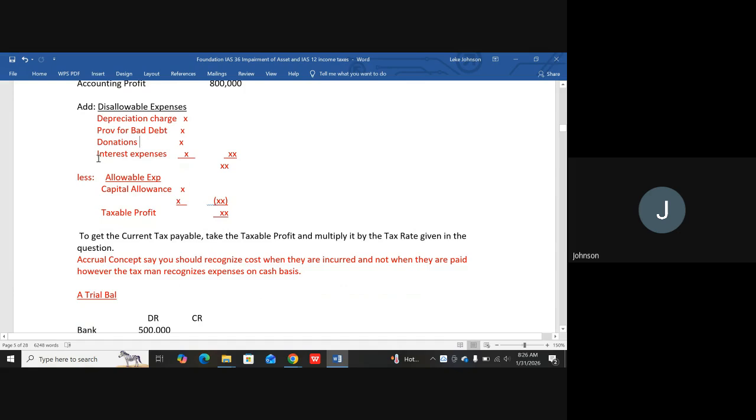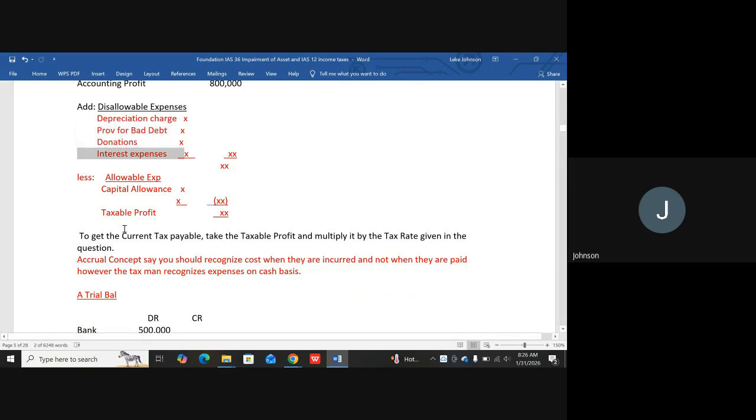Then the last one is interest expense that is yet to be paid. Any interest expense that is yet to be paid, they call accruals. They are accrued expenses, expenses that are due but yet to be settled. This interest expense is one of them. If you are owing interest expense but have not paid, and you capture it in your financial statement as if you have paid, the tax man is going to disallow it.